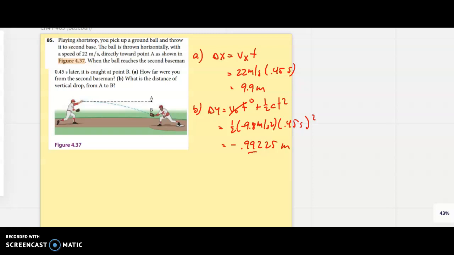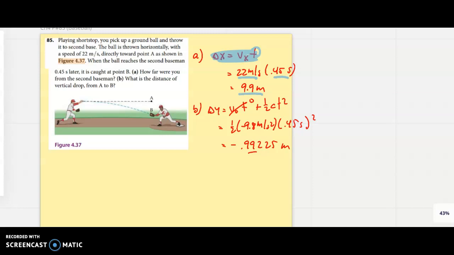So the ball's thrown horizontally 22 meters per second. They later ask, how far were you from the second baseman? Well, in the x direction, there's no acceleration, so you can see what I'm going to do there. I'm just going to say displacement is velocity times time. So there's my 22 times my 0.45. Both of those were given. And so put those together, and you're going to get 9.9.